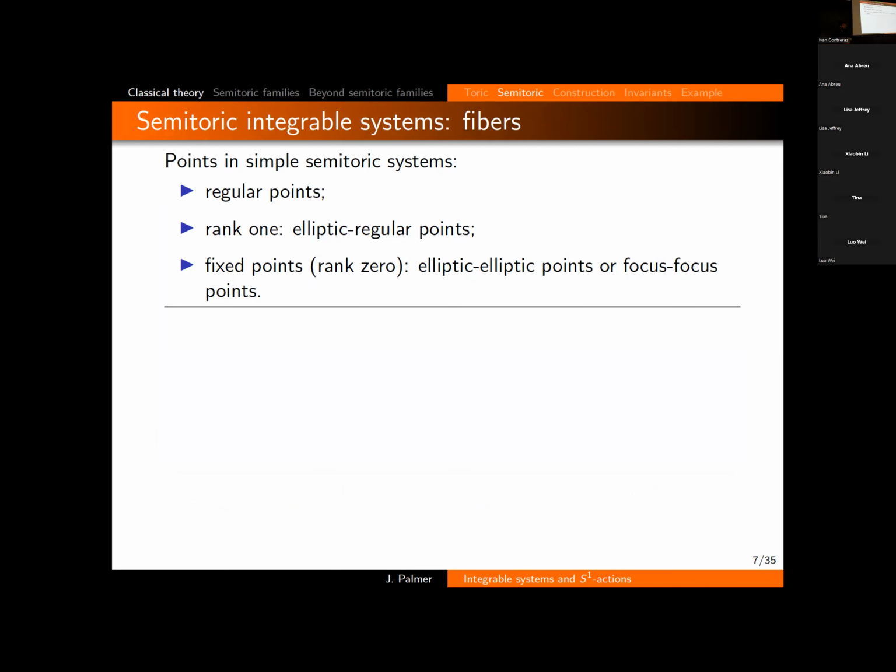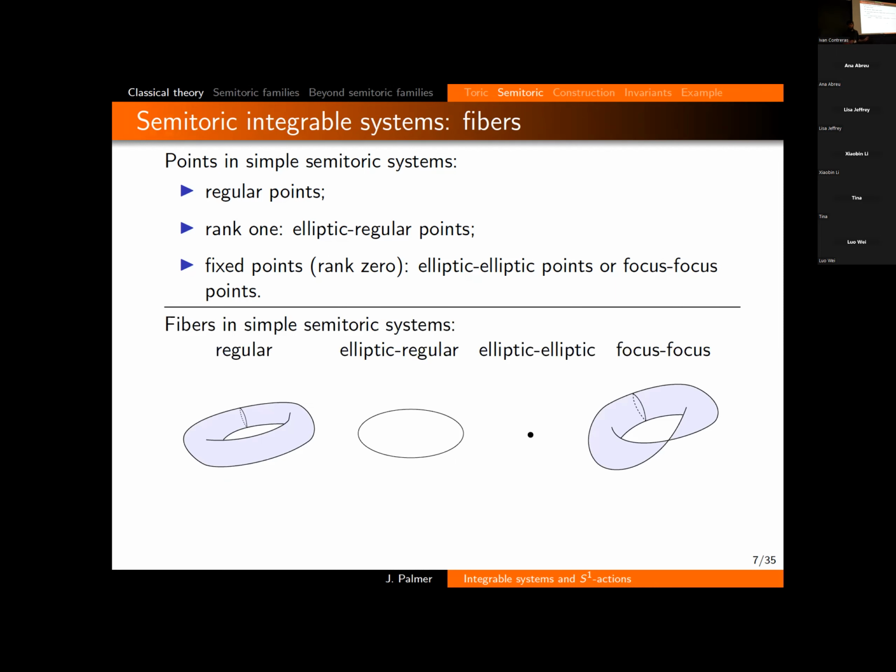Rank 1 points will be points where dH and dJ are linearly dependent, and the only ones that can show up here are what are called elliptic regular points. And then there's two types of elliptic or rank 0 points I can show. This is much easier to understand if I put the picture up, actually.